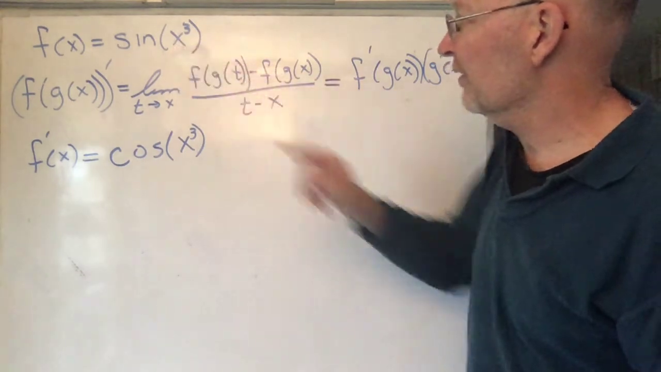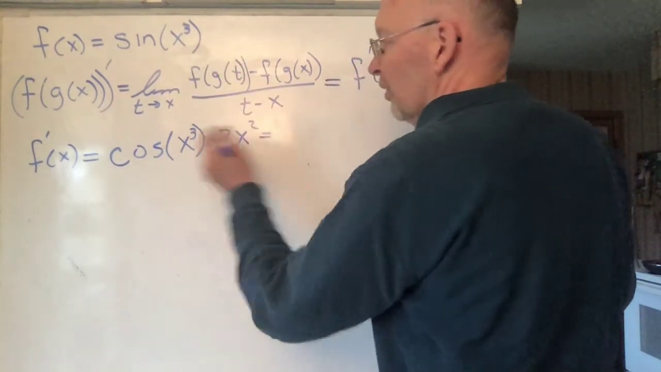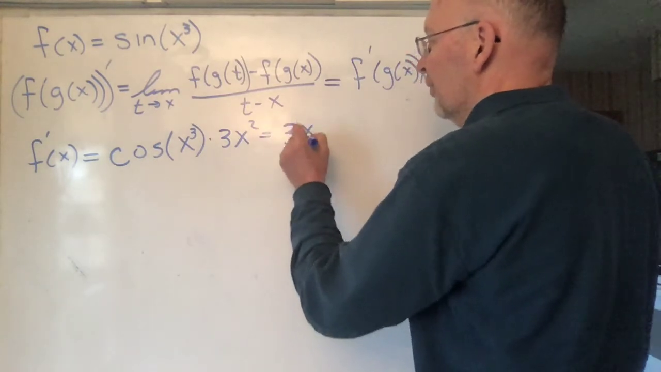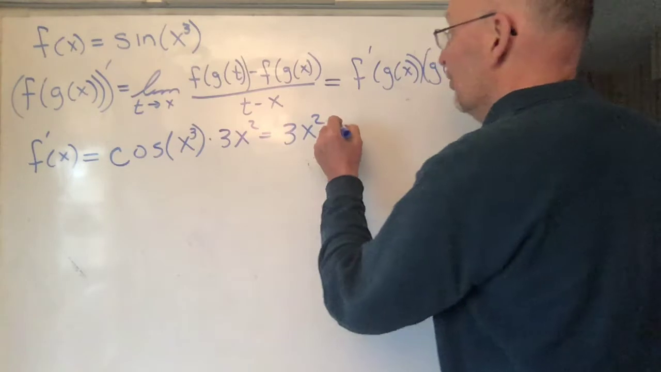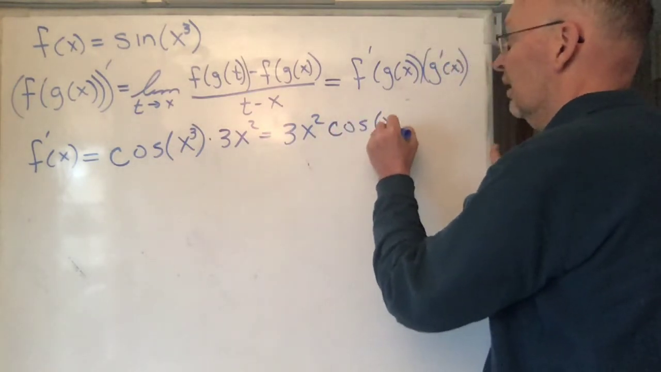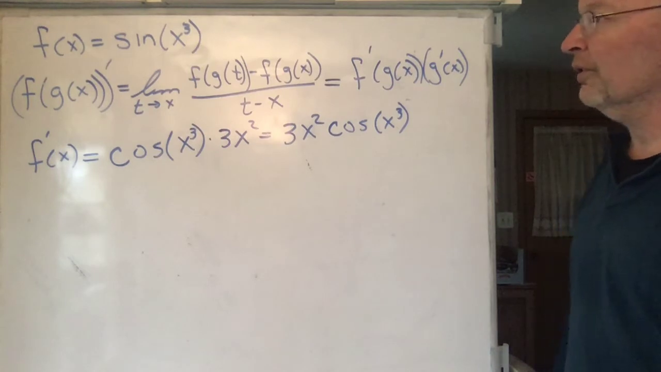The derivative of x cubed is, of course, 3x squared. So you could leave it like that. I typically like to put the 3x squared in front, just so that it's super clear what you're taking the cosine of. Like that. So there's the answer. That's all there is to the chain rule.